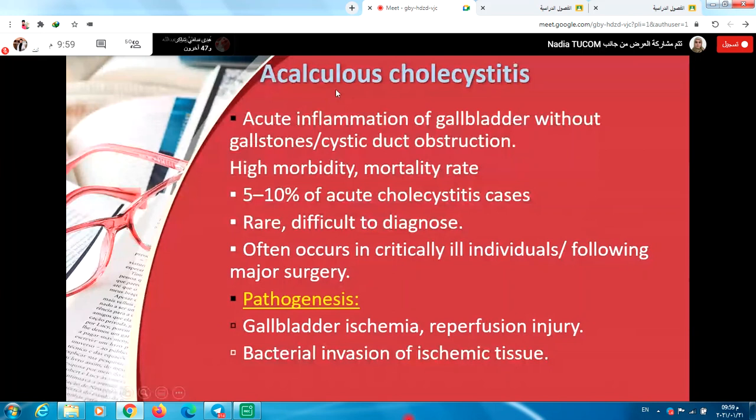So about 5 to 10% of acute cholecystitis cases are formed with no stone, and it is called acute acalculous cholecystitis. It is related to stress conditions like burn, surgery, trauma, and especially major surgery. The pathogenesis here is related to gallbladder ischemia in cases of shock or major surgery, and after that reperfusion injury and bacterial invasion of the ischemic tissue result in this acalculous type of cholecystitis.